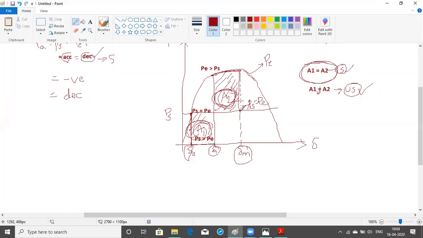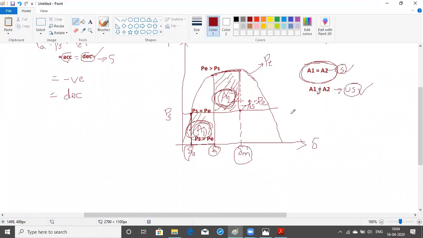So after coming to this point, you need to compare the areas. You should not decide the system is stable by that alone. You need to compare the areas A1 and A2. If those two are the same, then we call the system stable. If these two areas are not the same, then we call it unstable.